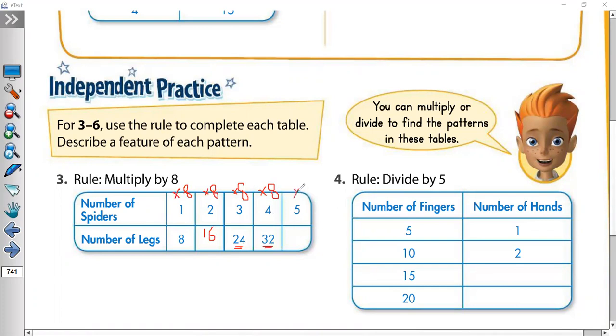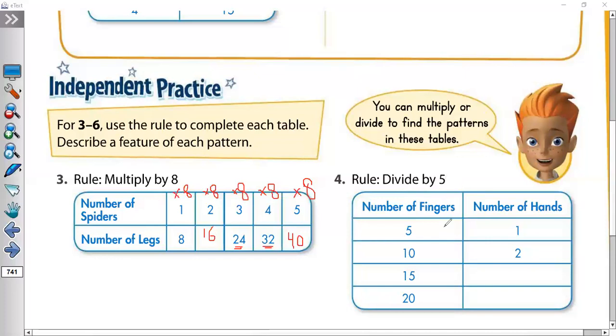The next one, 5 times 8 equals 40. So our rule here is multiply by 8. The next question. Our rule is divided by 5.